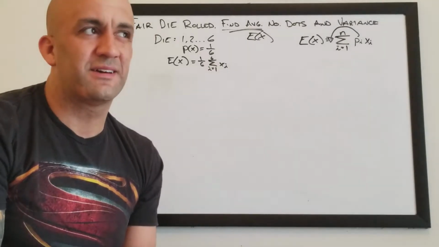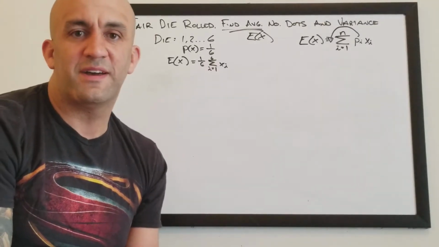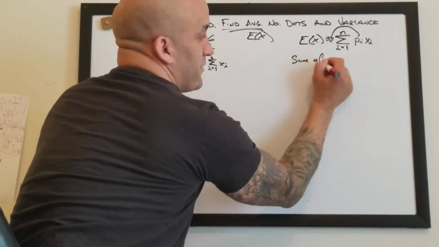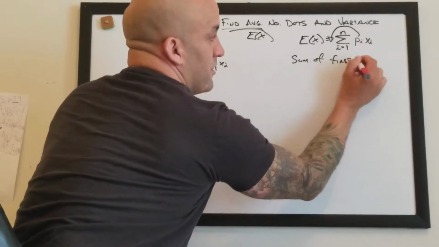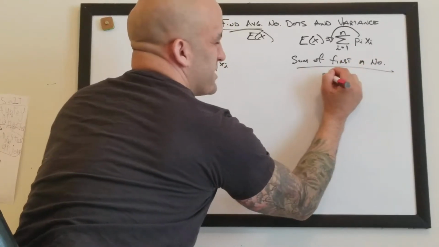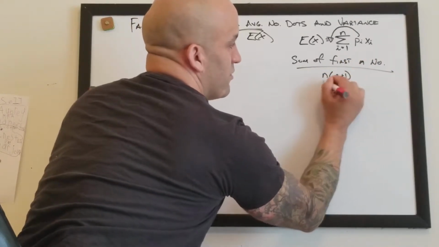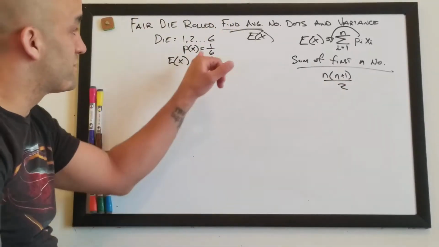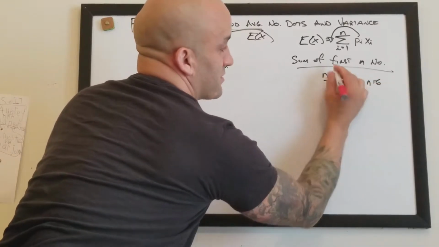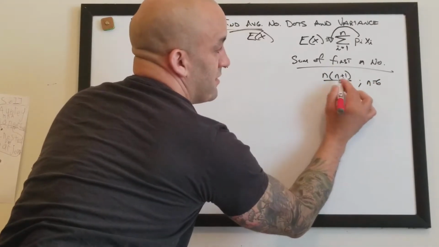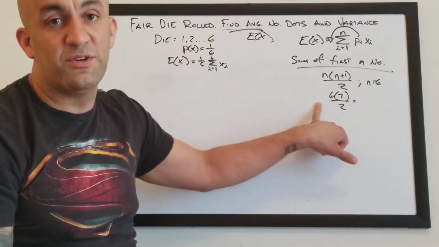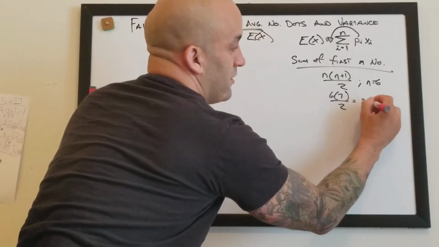Or there's an equation where you can find the sum of the first n numbers. We can use the equation n times n plus 1 over 2. In this case, since we're solving from 1 to 6, n is equal to 6. So we're going to have 6 times 7, since 6 plus 1 is 7, over 2, which is 42 divided by 2, which is going to be 21.